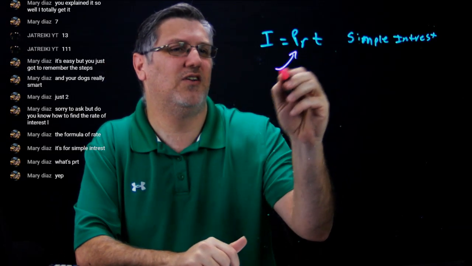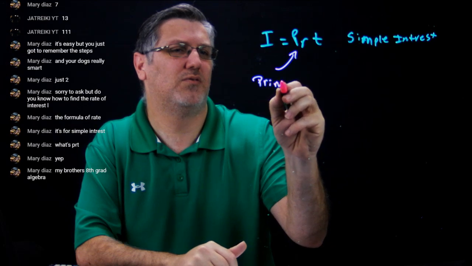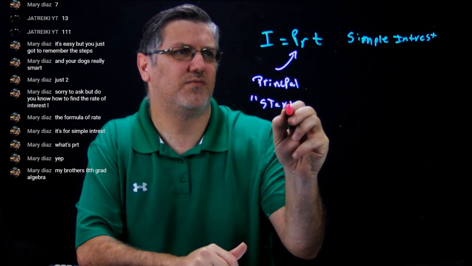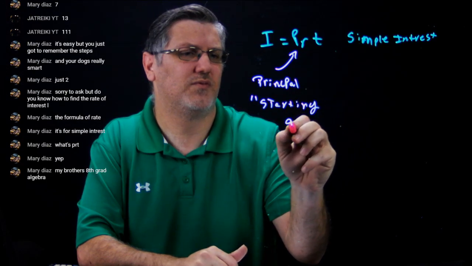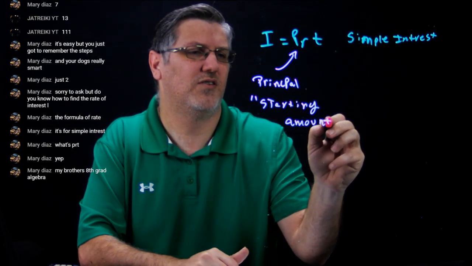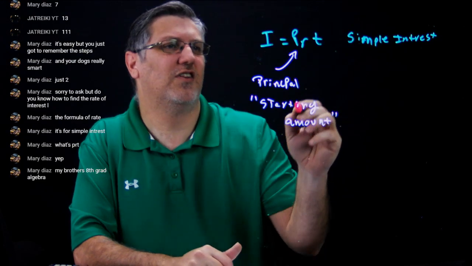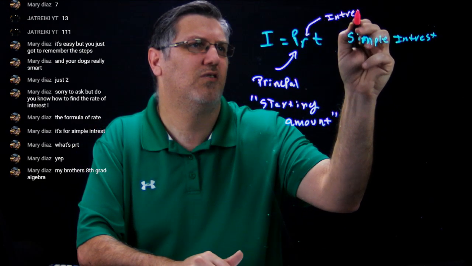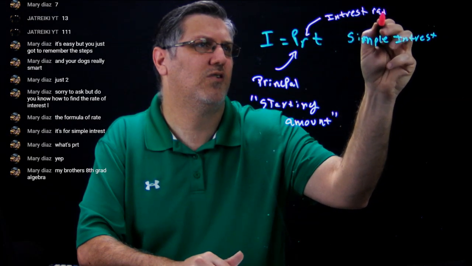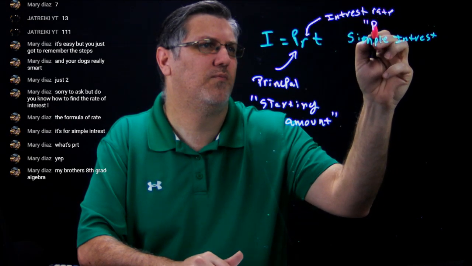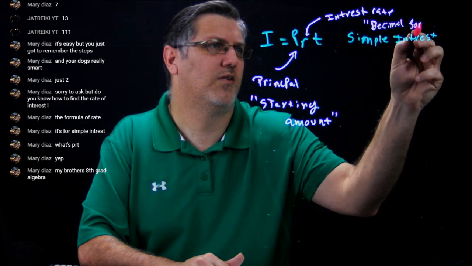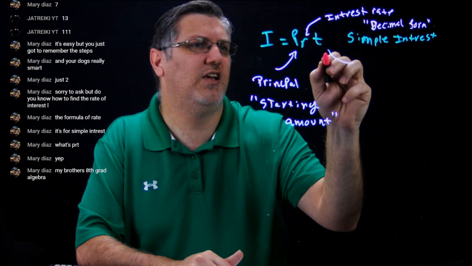But your P is your principal, which is your starting amount. That makes sense in the 8th grade. Your R is your interest rate in decimal form. And then your T is your time.